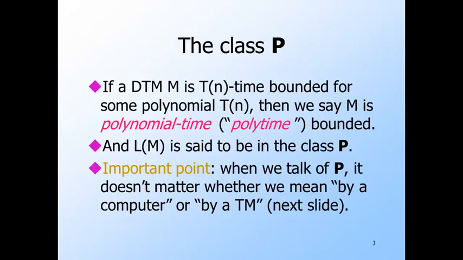Now, P is defined formally in terms of Turing machines, but it could just as well have been stated as polynomial time on a real computer. The reason, which we address on the next slide, is that if an algorithm runs in some polynomial time on a computer, then it will run in polynomial time on a multi-tape Turing machine, or even a one-tape Turing machine, although the degree of the polynomial may be higher in some cases.